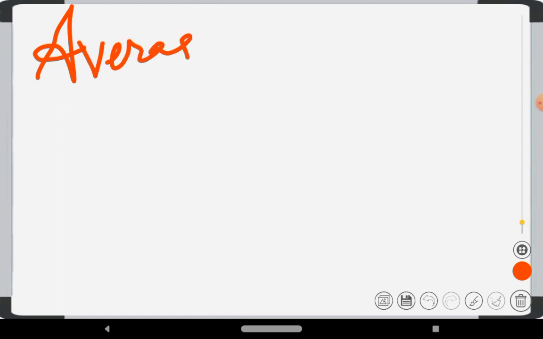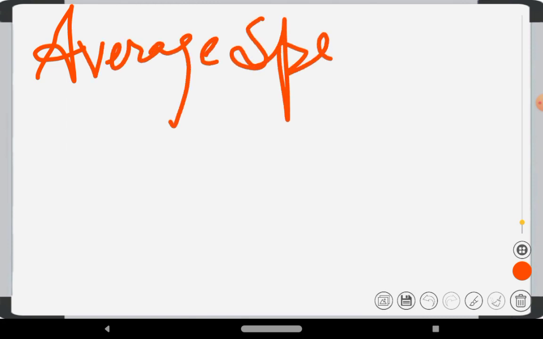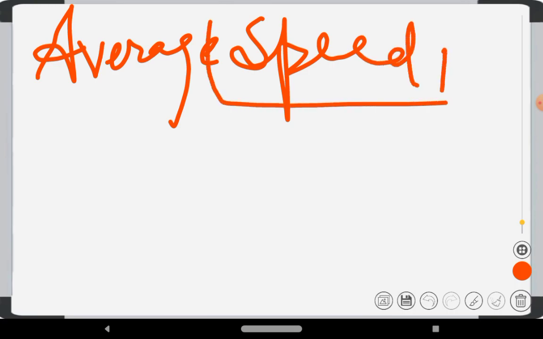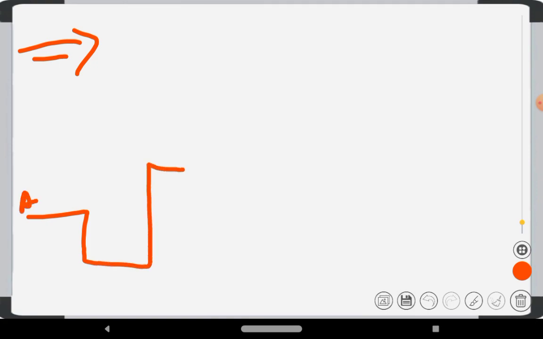After this, we understand average speed. So what is average speed? Speed is the amount of time taken to travel a particular length. The amount of time taken to travel a particular length is called speed. So how do we find our average speed? Like this is an example: A to B and then to C.